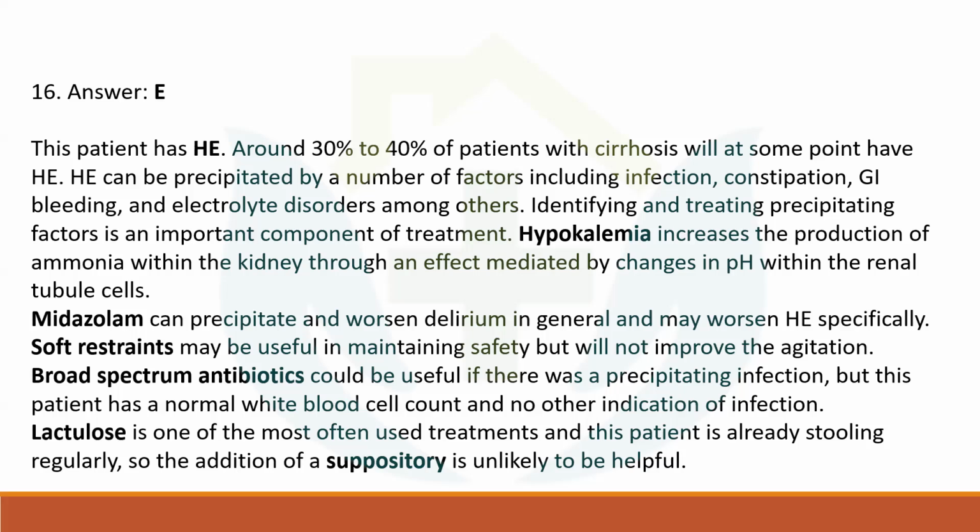Hypokalemia increases the production of ammonia within the kidney through an effect mediated by changes in the pH within the renal tubular cells. So hypokalemia is very detrimental. It increases hepatic encephalopathy, so hypokalemia should be corrected in a patient with hepatic encephalopathy.